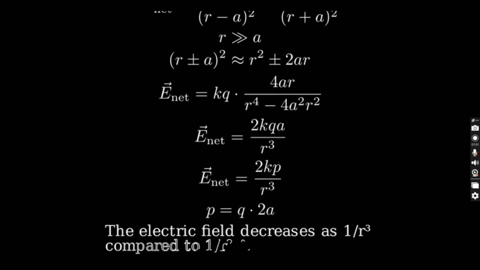This expression shows us that the electric field of a dipole decreases with the cube of the distance, much faster than the inverse square dependence of a point charge. The direction of the field is along the dipole moment vector p.